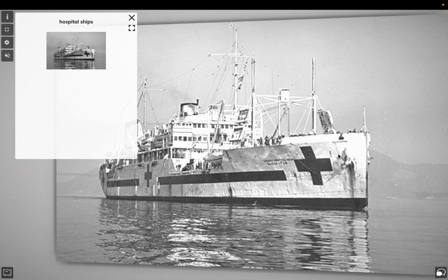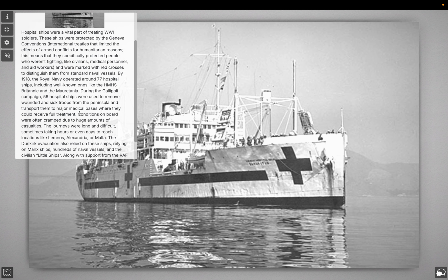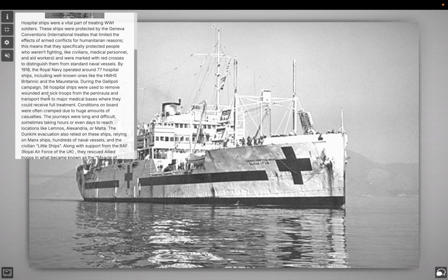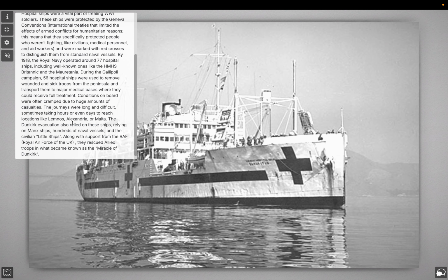These were hospital ships. These are actually very, very big in the Gallipoli campaign because that was in a peninsula, but basically these ships would just take people to hospitals and treat people on the ships. They were protected, so with this huge Red Cross, people knew not to shoot them.